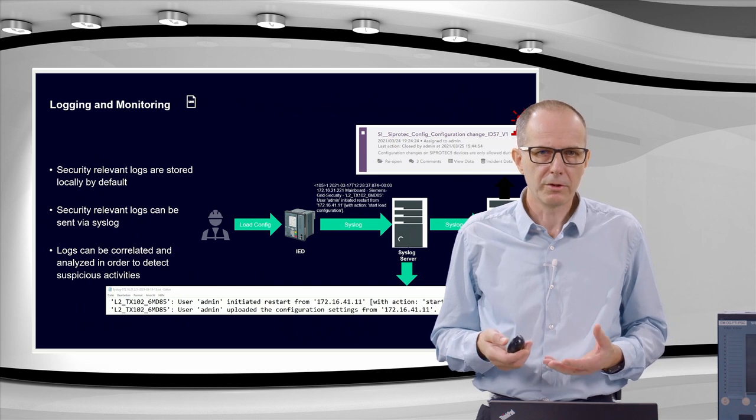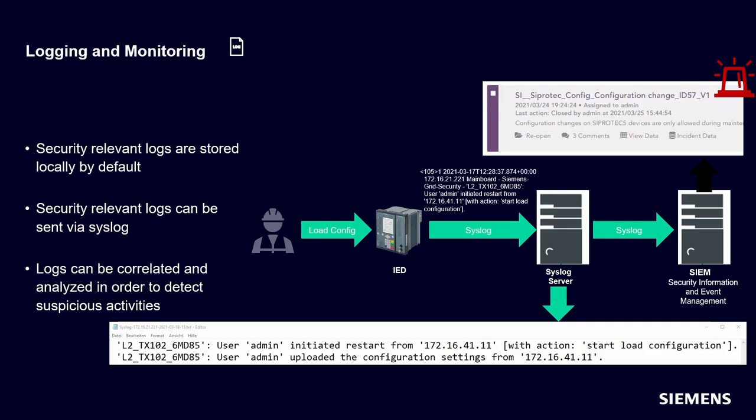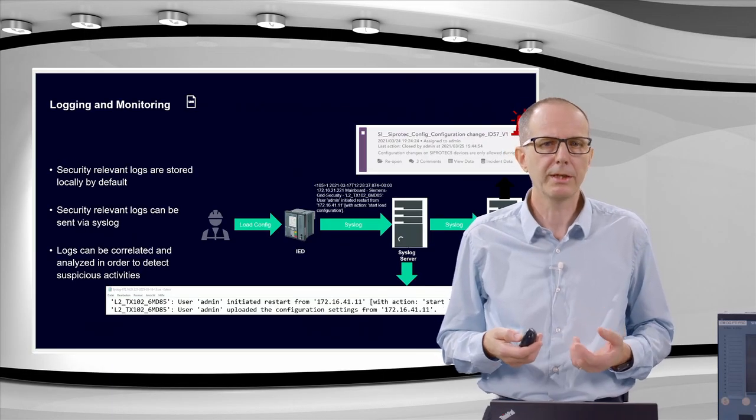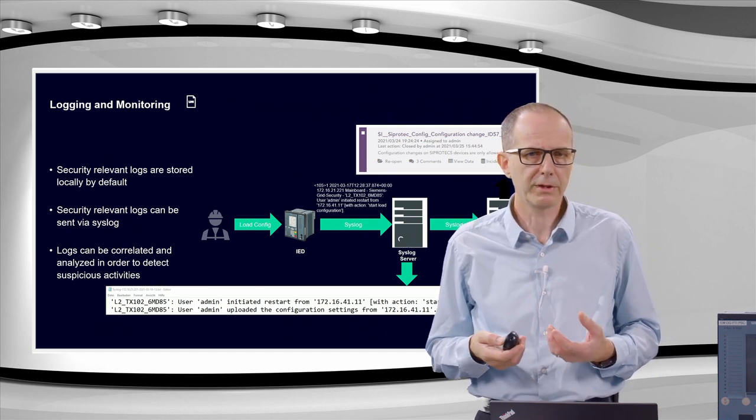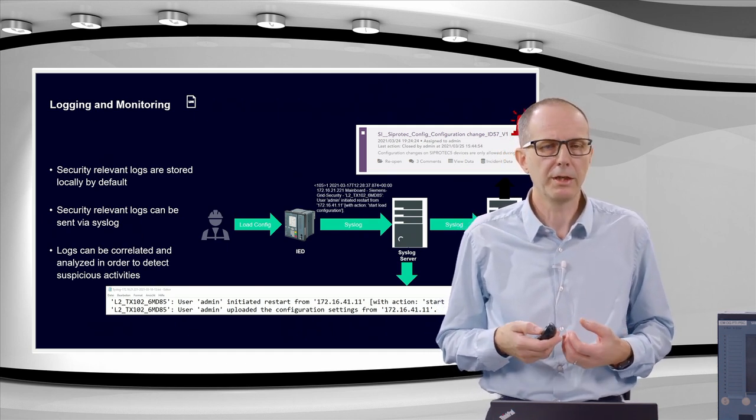The syslog server collects and stores the security-relevant logs from all components of a system, including firewall logs and Windows event logs. In addition, this log message can also be sent to a SIEM system for further analysis. SIEM stands for Security Information and Event Management. The SIEM system can raise alerts in case of suspicious activities, for example, an unplanned configuration change in the SIPROTEC relay.